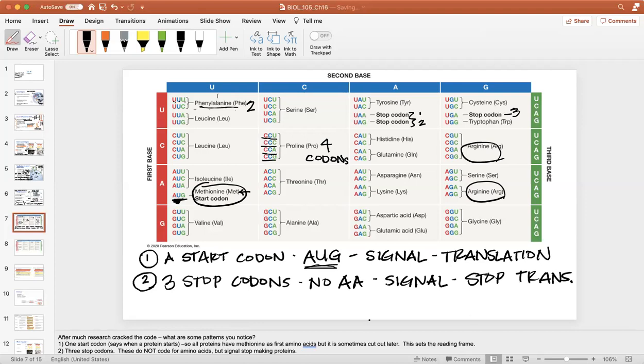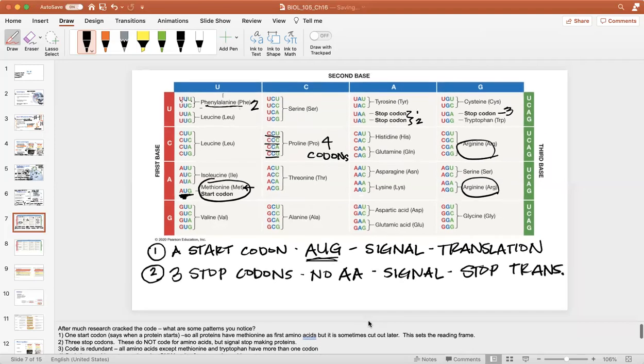Okay, I have a whole list here of things I want to tell you, so let me make sure. Okay, the third thing that I want to point out that I've already kind of pointed out is that our code is redundant. What does that mean?